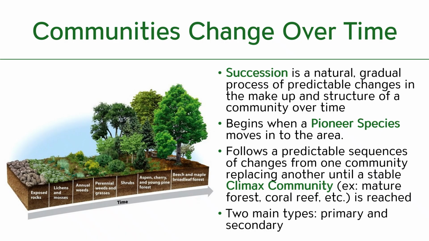And then from there, it's going to follow a series of predictable changes from one community replacing another until we get what's called a stable climax community. This is basically like a mature forest, a mature coral reef, a mature chaparral biome, whatever it might be, where that community has reached a point where it's no longer going to be replaced by another community. The community is now stable. And so there's two types of succession that we're going to get into, primary and secondary.